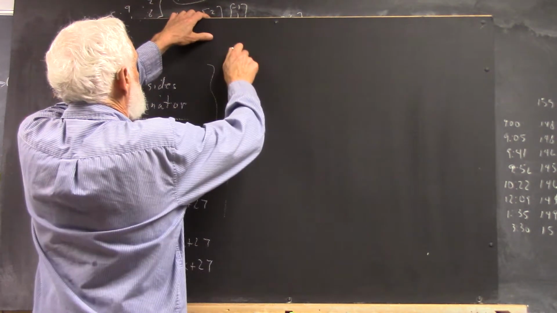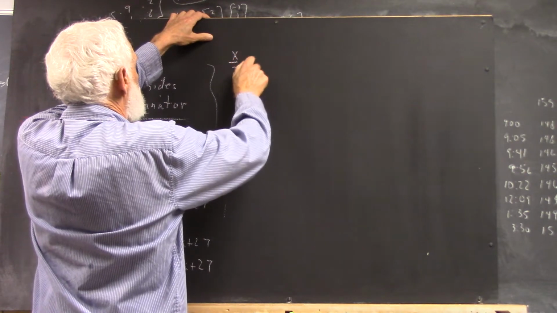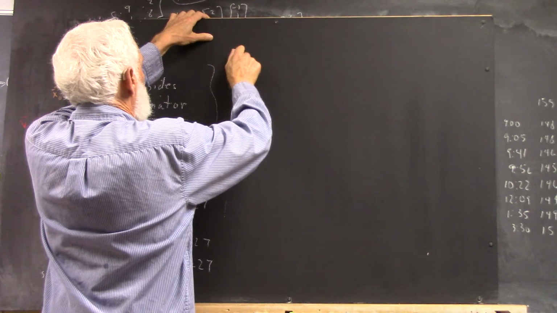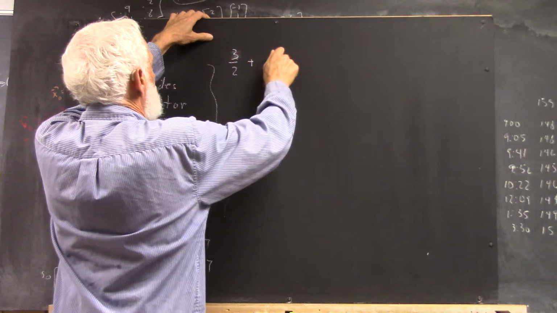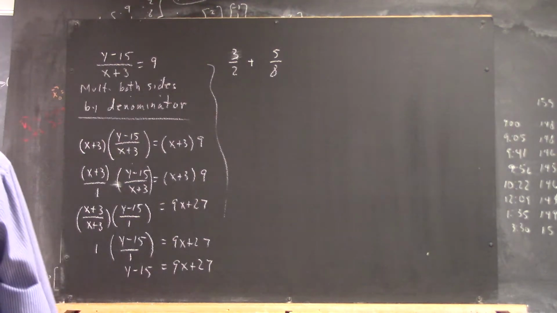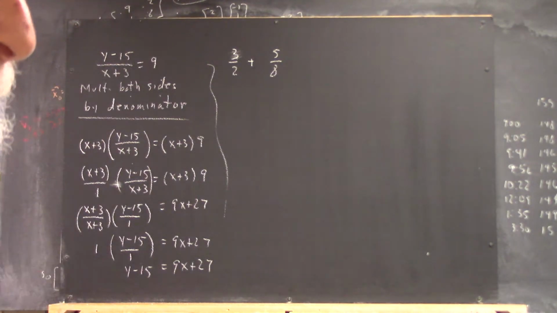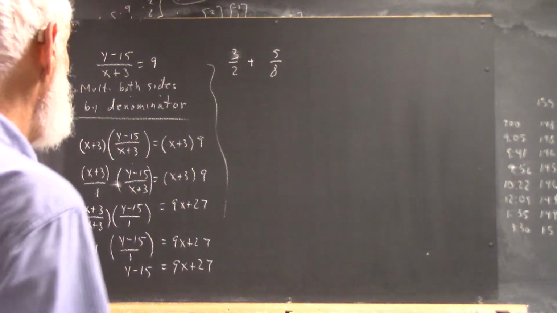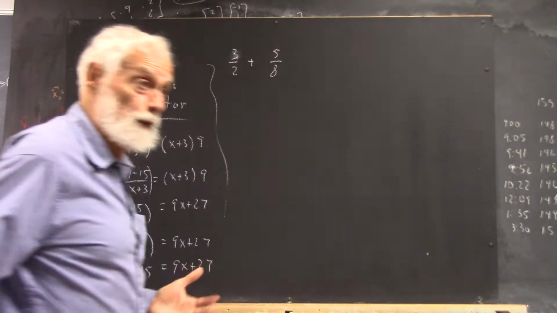Let's look at, not x over 2, let's look at 3 over 2 plus 5 over 8. What do we have to do to add those two? To find the common denominator. Yep. What's your common denominator going to be? 8. Yeah, 8 works just fine, right? Because 2 is a factor of 8, and of course 8 is a factor of 8, right?